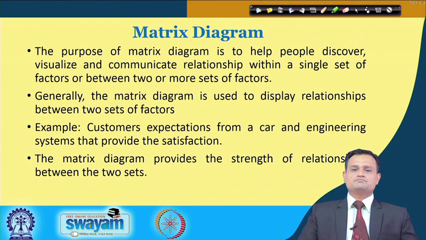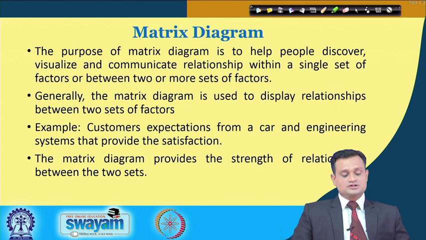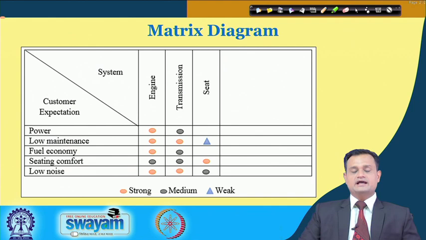We in fact created the roof matrix, the correlation matrix. We have also related whats and hows, and we constructed the HOQ, the house of quality. So, the matrix diagram provides the strength of relationship between the two sets, and this is where we can really become more critical about the association relationship among the factors and variables.